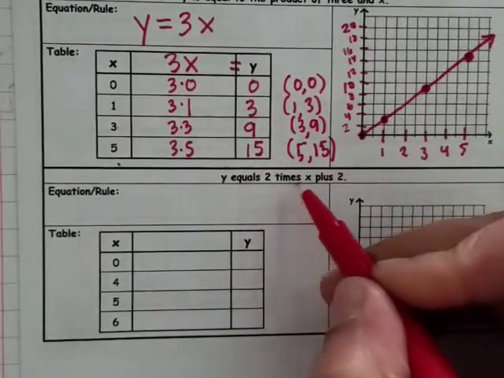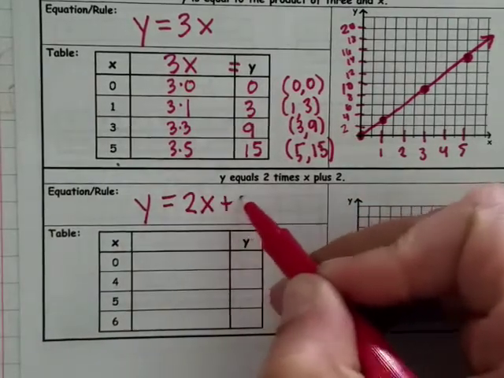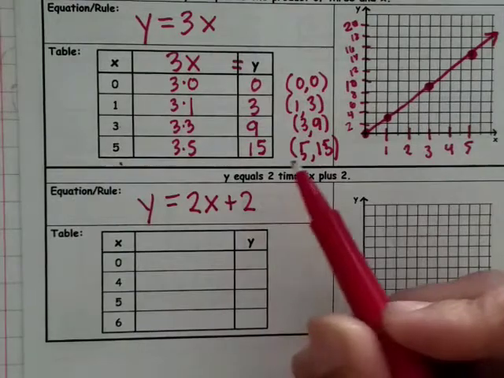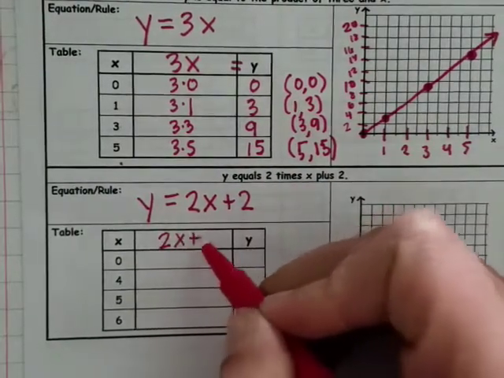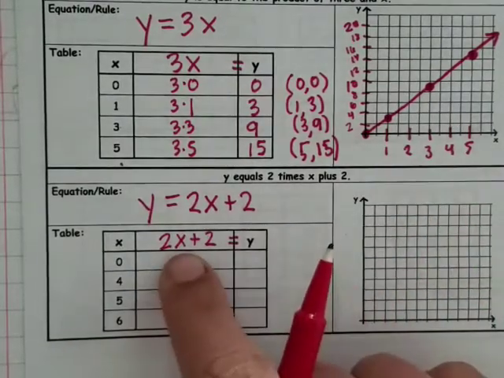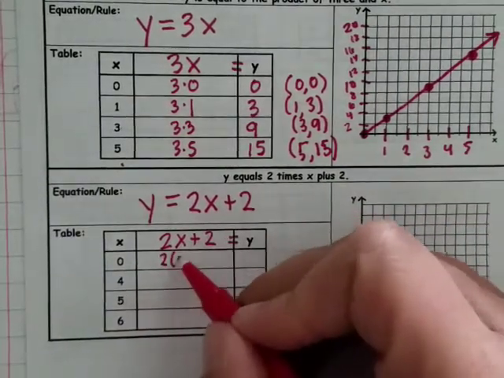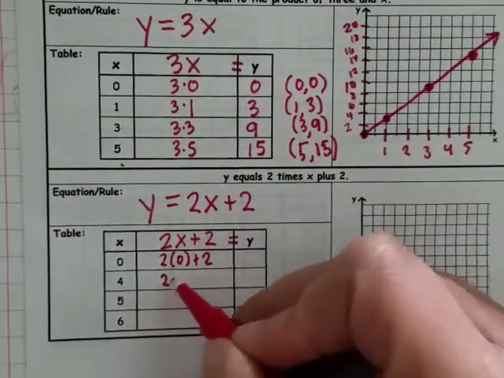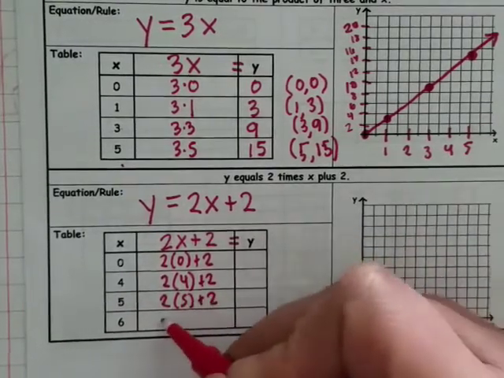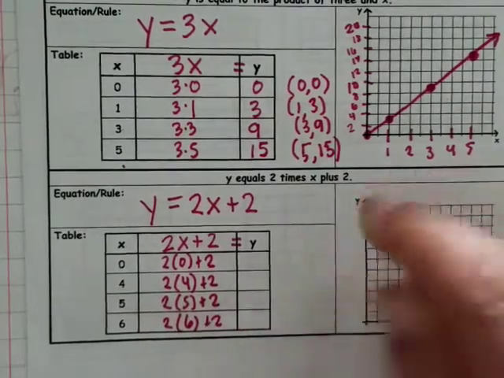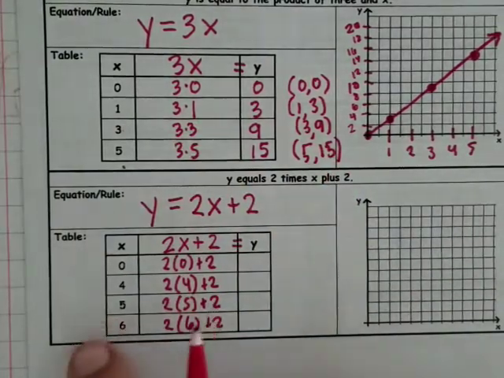y = 2 times x + 2. All right, so we've just translated. Now we're going to write our rule into the function table. And then we're just going to replace x with each of these values of x. So 2 times 0 plus 2, 2 times 4 plus 2, 2 times 5 plus 2, 2 times 6 plus 2. Notice how I used parentheses for this one and I used a dot for this one. Both are fine. It's whatever your preference is.